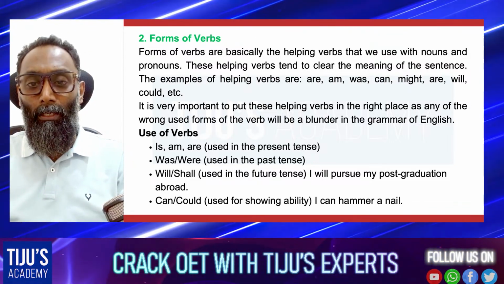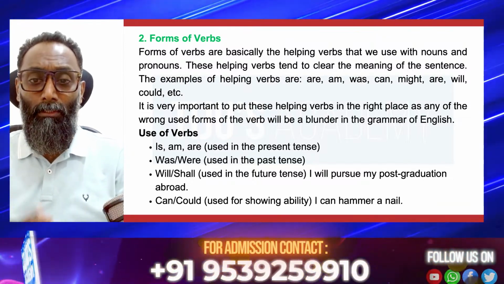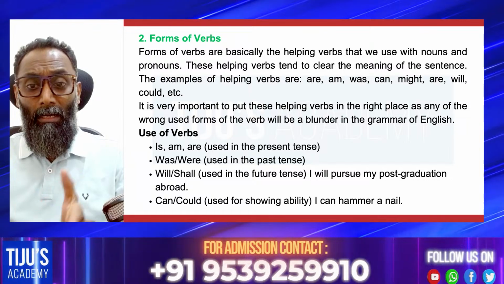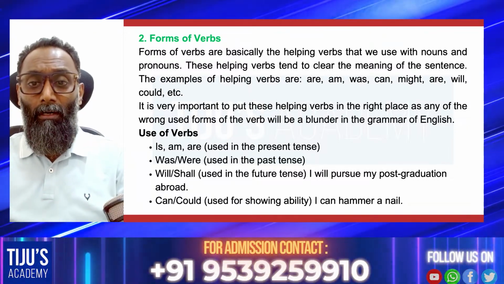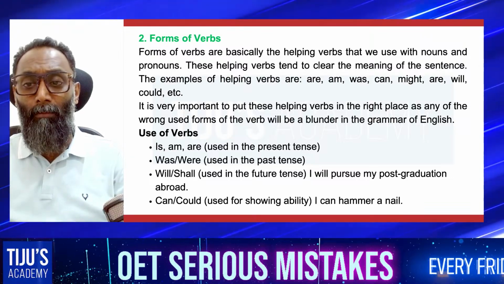Use of verbs എന്തൊക്കെയാണ്? Is, am, are are used. These words are used in the present tense. I am, she is, they are, right? Was and were can be used in the past tense.